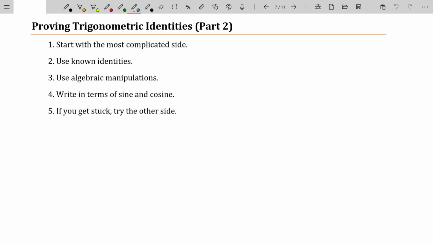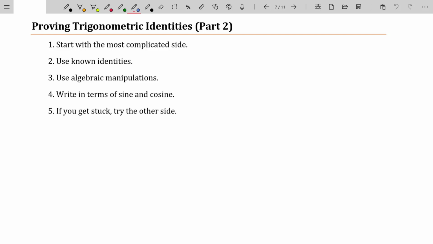There's really nothing new here other than just new identities that I've written down and a reminder of how things are going to go, because we're about to go into a series of videos where we're going to be solving equations using brand new trig identities. So it's important for us to be able to manipulate trigonometric expressions and to prove identities.